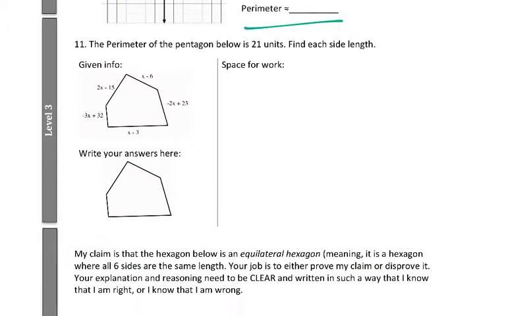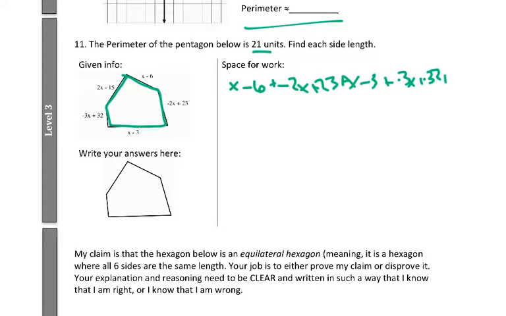Okay, let me get you started on this question here. We already know that the perimeter is 21. So when I add all of these sides together, that's going to be 21 units. Now, why don't I write that out? I'm going to add x - 6 plus -2x + 23 plus x - 3 plus -3x + 32 plus 2x - 15, and all of that added together is going to equal 21.